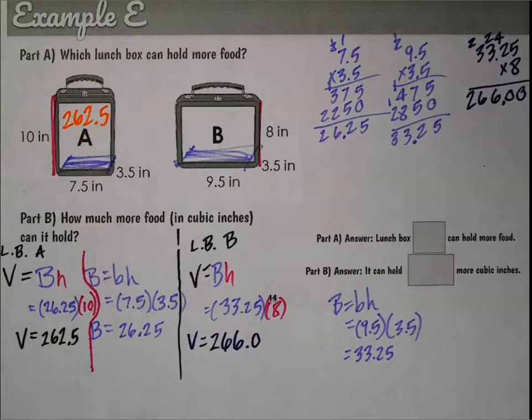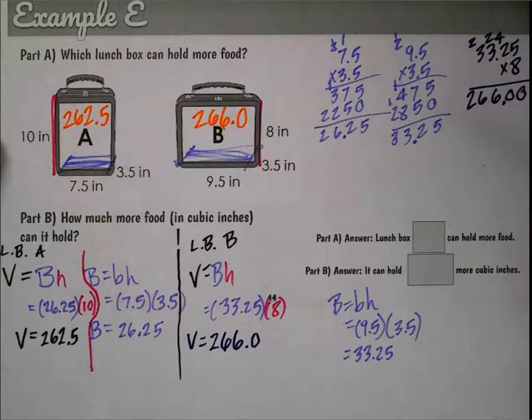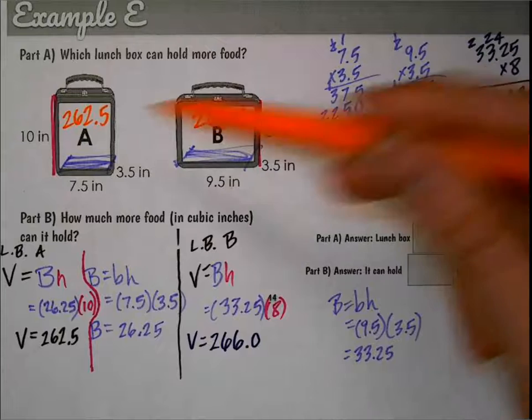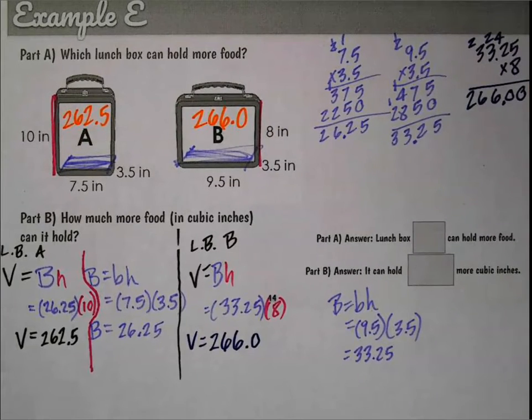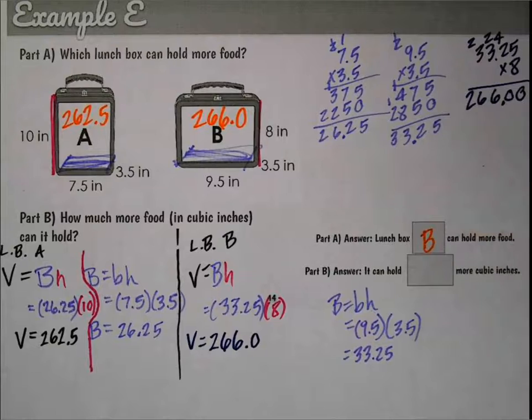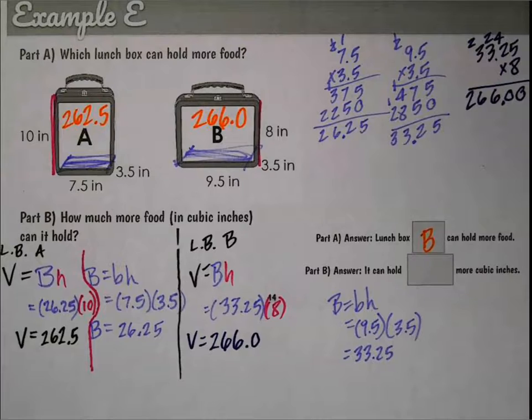Normally, I wouldn't do that. You'll see why I did it in a second. So this one is 266.0. So which lunchbox holds more food? Well, B holds a little bit more. 266 is bigger than 262 point anything. So lunchbox B wins. And part B, how much more? It wins, but by how much?